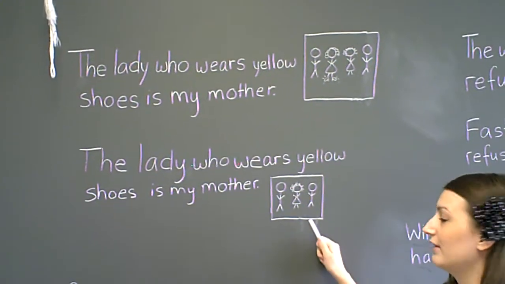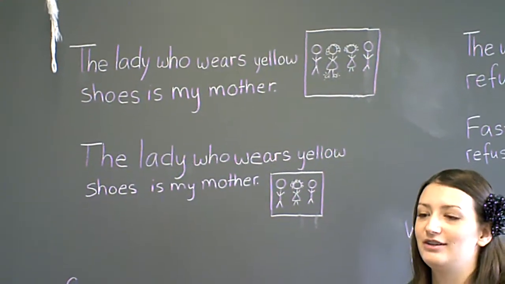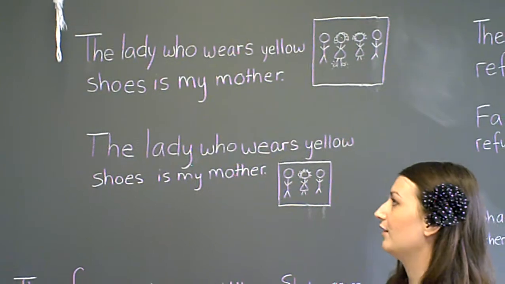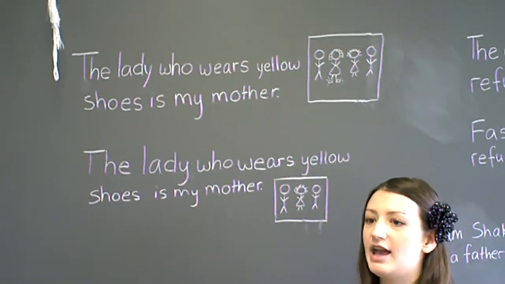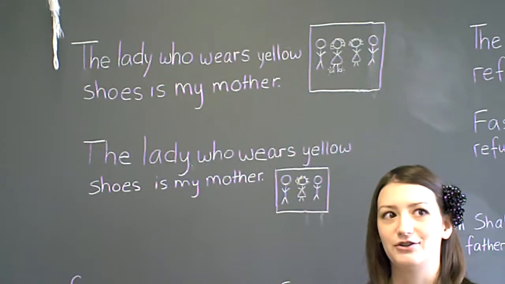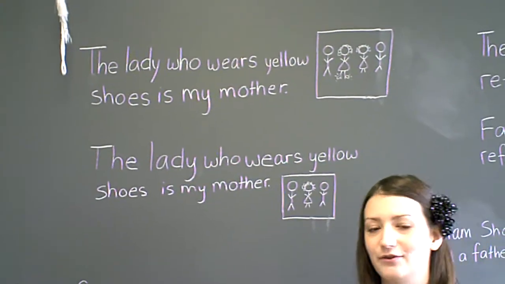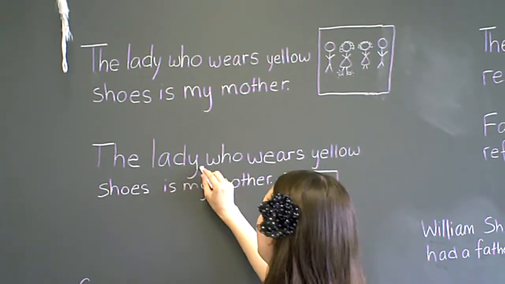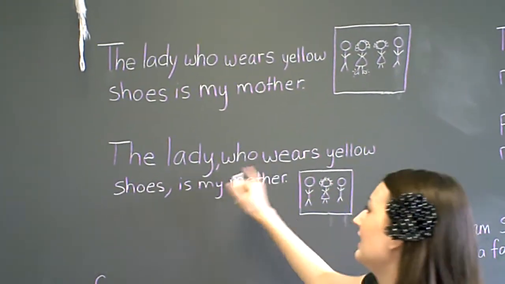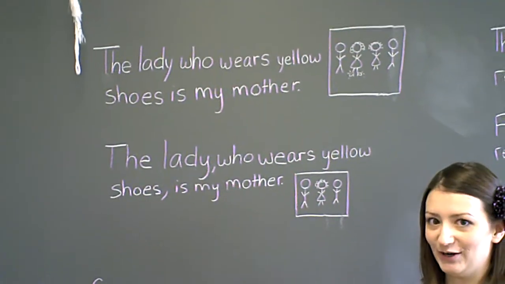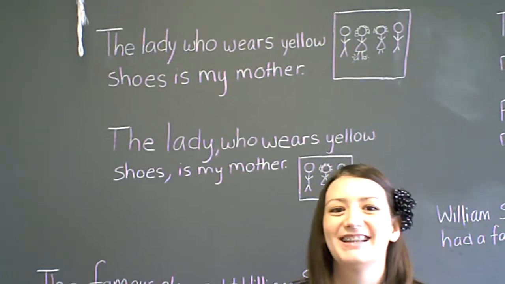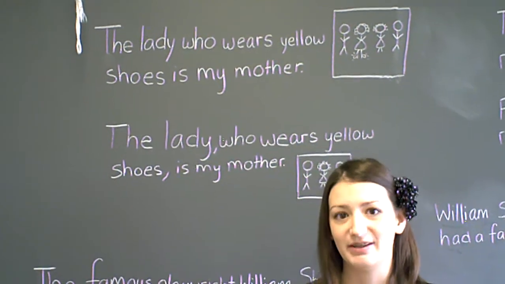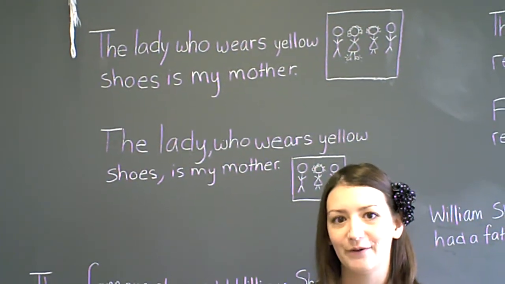But if there's only one lady in the picture and you're signifying which one is your mother because she's the lady, and the yellow shoes part is just extra detail that you're adding, something your mother does, then you can separate it with commas because that's not needed to identify her anymore. So I hope that made sense, and maybe next time you write, you can be more aware of restrictive and non-restrictive modifiers.